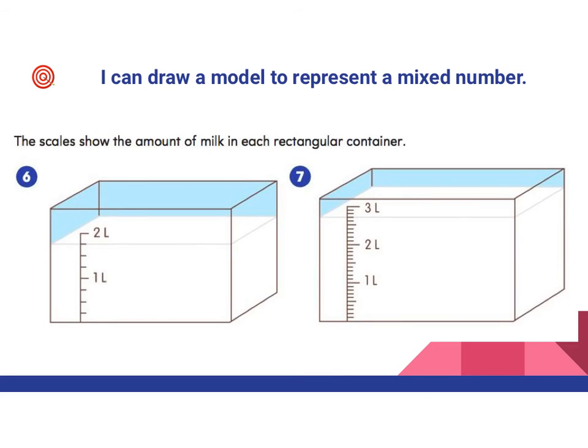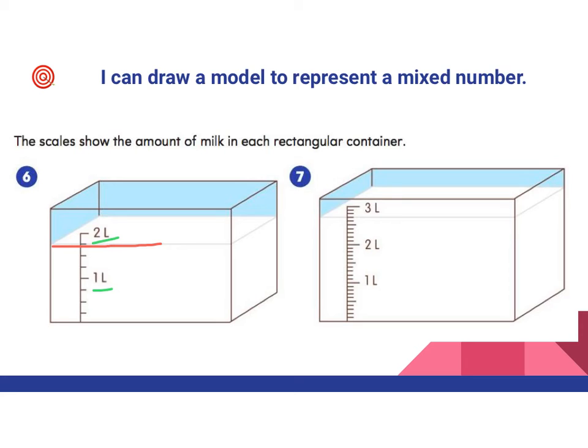Here we have tanks or containers, and it says the scales show the amount of milk in each rectangular container. If I were to read how much milk is in these containers, for number 6, how many liters is that container holding? I see a number line with 1 liter and 2 liters, and then here I see that milk line. Okay, so it's almost 2 liters, so it's over 1.